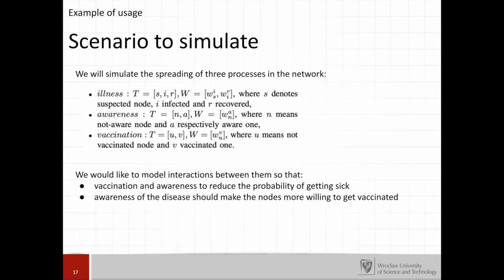Finally, vaccination will also have two states: not vaccinated and vaccinated, and one allowed transition: not vaccinated to vaccinated. We would like to model interactions between them so that vaccination and awareness reduce the probability of getting sick, and awareness of the disease should make the nodes more willing to get vaccinated.